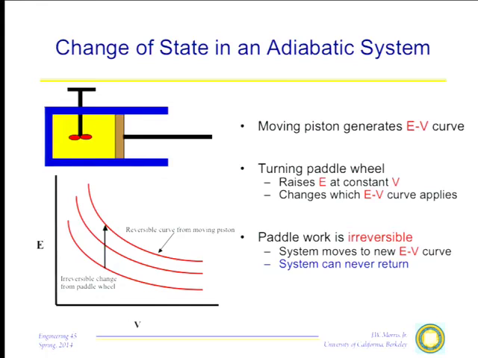Now suppose that I do work with the paddle wheel. If I do work with the paddle wheel, that's isometric. The volume doesn't change, I'm just changing the energy. So the system moves up something like this. But I discovered an interesting thing. If I do a little bit of work with the paddle wheel and then let the piston move, I generate a set of states that's now along a new curve. This curve will never intersect that one.